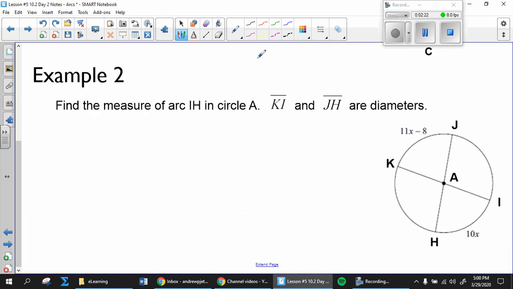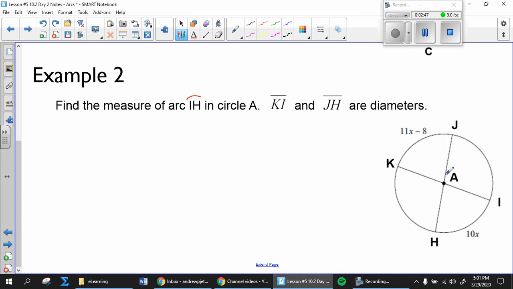If I go down here, it's basically asking me to do the same thing. The only difference here is now it's asking us to find the measure of arc IH in circle A. Again, it tells me these are diameters, so they're splitting the circle in 2. The difference here is it's asking us to find the arc instead of just x. So we're going to need to find x first, then plug that back in to find that arc.